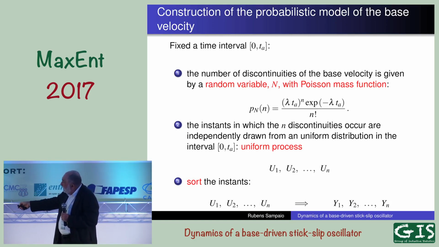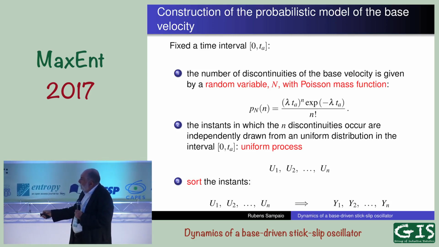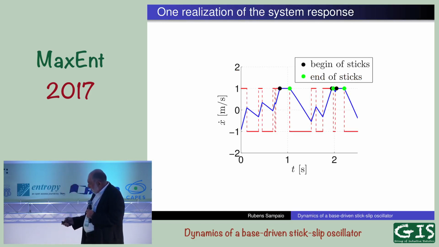And from this probability distribution, I discover the number of changes to make a sample, and then through a uniform process, I choose from this interval any numbers. So I got n here, so I choose n points. These points are not ordered, so I order them. And these points here will be the points where the velocity is going to change. So this is the process.